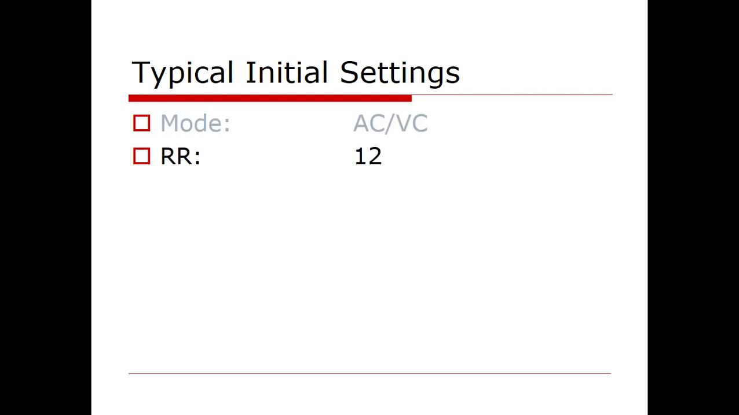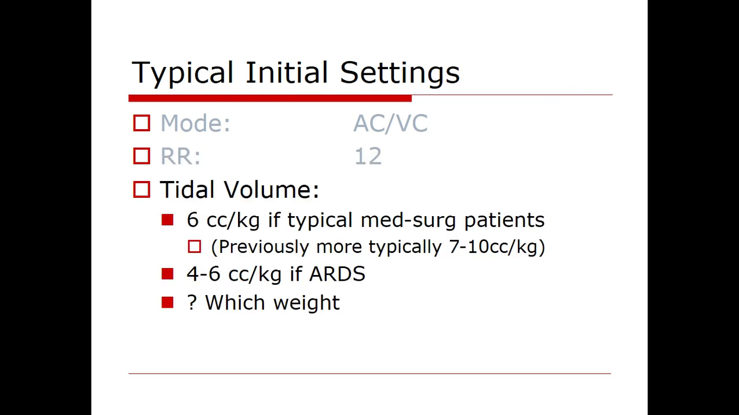You have to pick a rate, and if you're in assist mode, whatever rate you set, if the patient wants more breaths, they just barely have to generate some negative pressure to get additional breaths. So 12 is a reasonable place to start in terms of a respiratory rate. And then in ACVC, you have to pick a tidal volume.